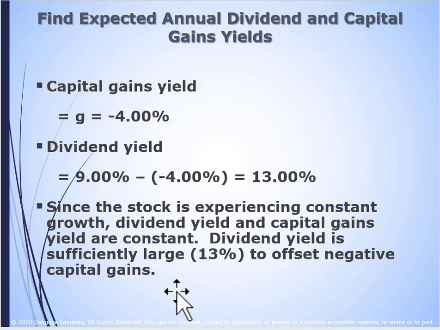So again, it's more of a question of what could happen if the future growth rate or the capital gains yield rate, what if you're expecting that to be negative? How does that affect the value of the firm?